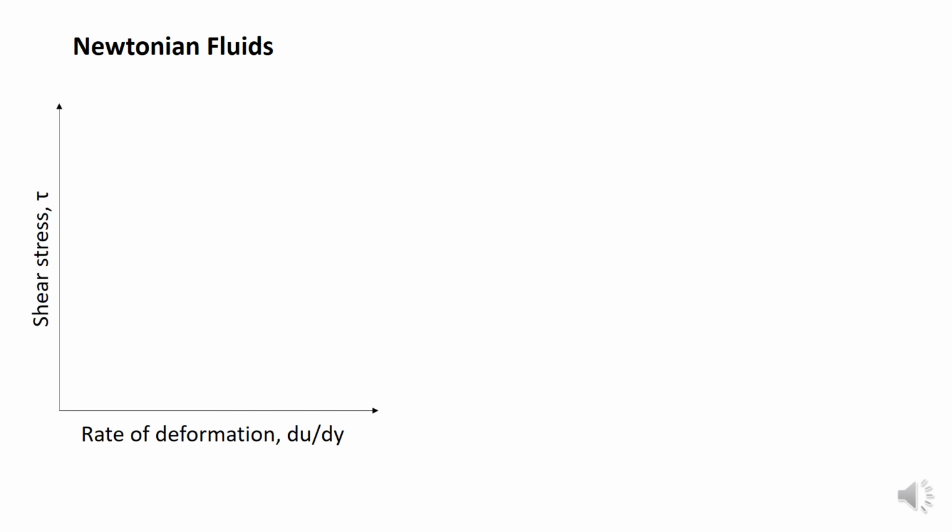So if I take a plot between the rate of shear strain and shear stress, you will get a straight line, that is it will be linear in nature, and the slope of this will be the dynamic viscosity. Let this plot be for water. Water obeys Newton's law of viscosity: the shear stress is equal to mu into du by dy.